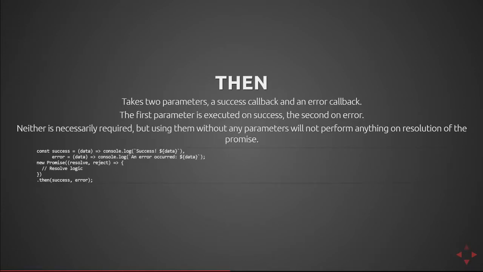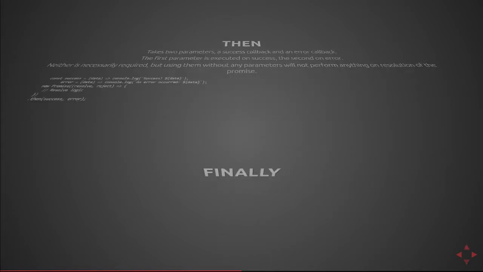So here we have a new promise being created. Inside of that we would determine whether or not to resolve or reject it and call the right function depending on the scenario. But in either case we provided two callbacks, the success and error. In the first case we log success with the data, and in the second case we log an error occurred with the error that had occurred and been passed to that error callback.